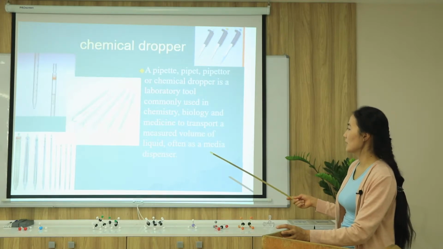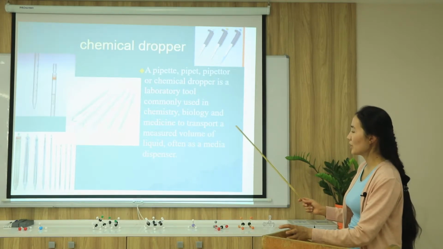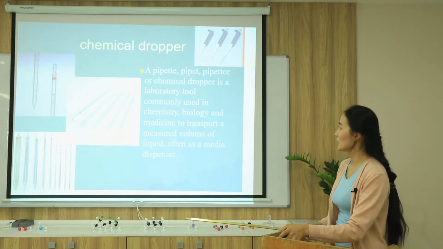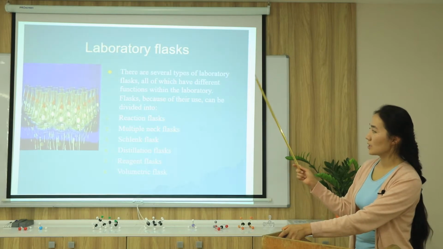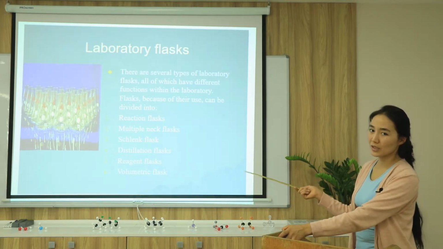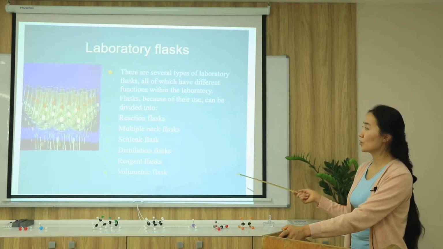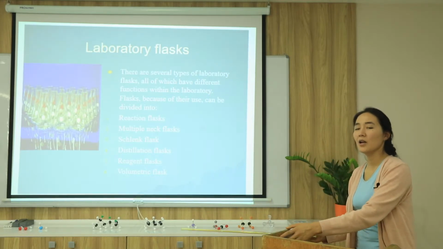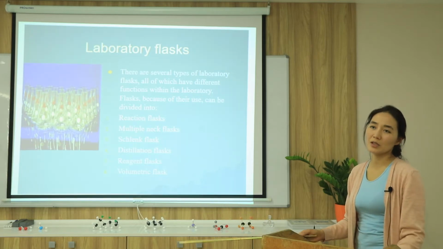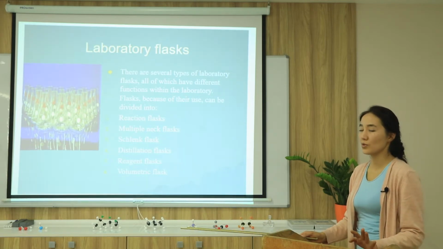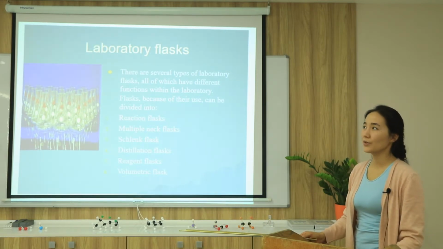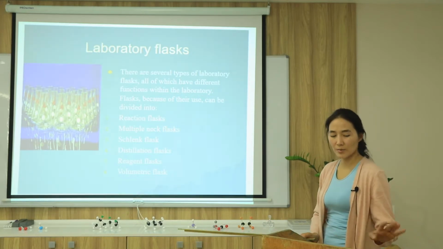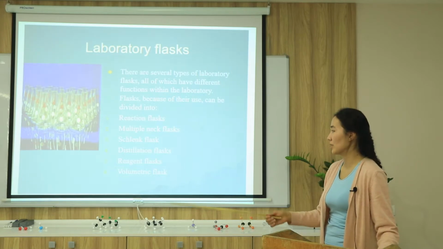Also, we have some that measure the volume of the liquid, often as a media dispenser. Next, also used mostly in analytical chemistry, we are going to work with laboratory flasks. They have different volumes, starting from 50 milliliters to 250, and for large experiments we are using 500 milliliters.